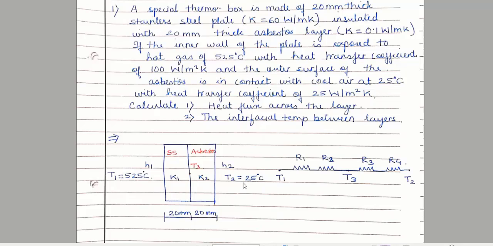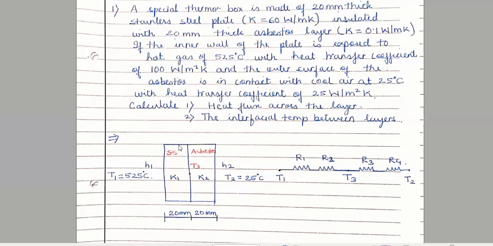That is nothing but your air. So the outer temperature T2 is 25, right? So these two temperatures are given. K1, K2 are given. Another thing is given, H1 and H2. Here you can see what is given. H1 is given. How much is the value of H1? Heat transfer coefficient on the inner side, 100 watt per meter square Kelvin. And on the outer side, it is given as 25 watt per meter square Kelvin. So H1 and H2 are given.